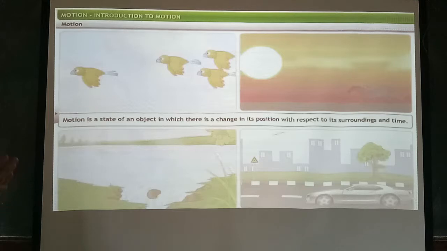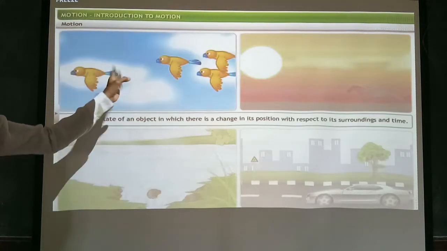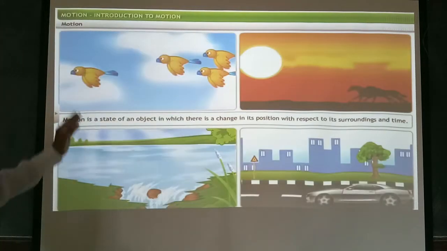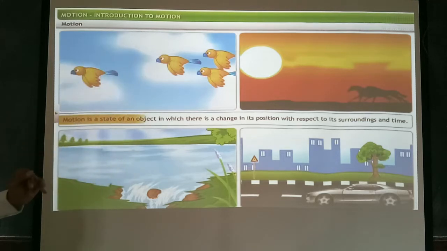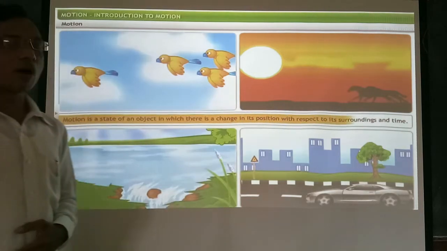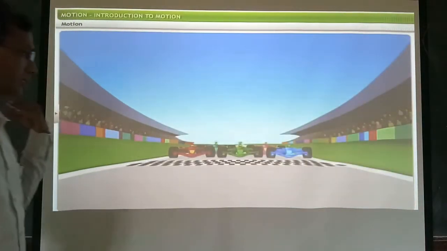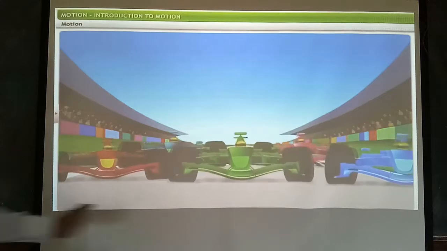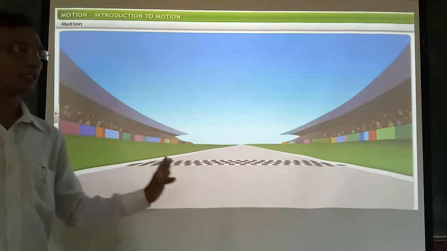So in motion, there is a state of an object in which it changes its position. The position changes. Birds can fly, with respect to the surroundings. Similarly, the horse is moving from one place to another. So all these are examples related to motion.